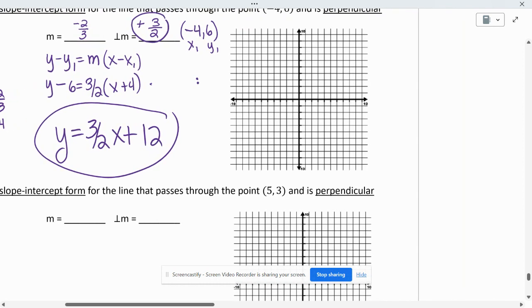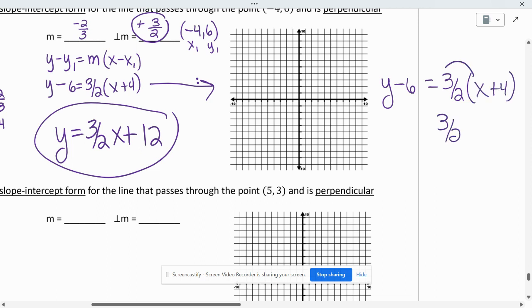Okay. So I'm going to work it right over here. Y minus 6 equals 3 halves times the quantity x plus 4. When I distribute, I get 3 halves x, 3 halves of 4. 3 times 4 is 12 over 2. What does 12 over 2 reduce to? 6.